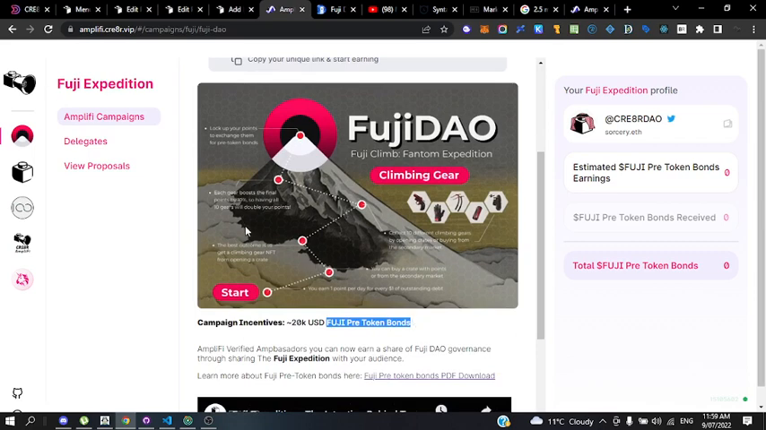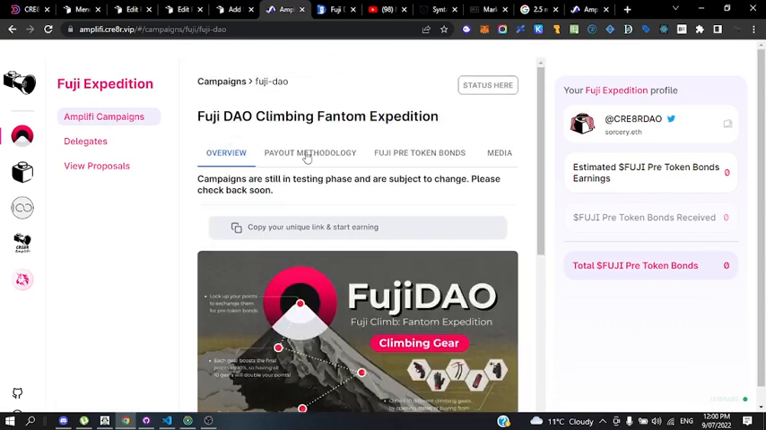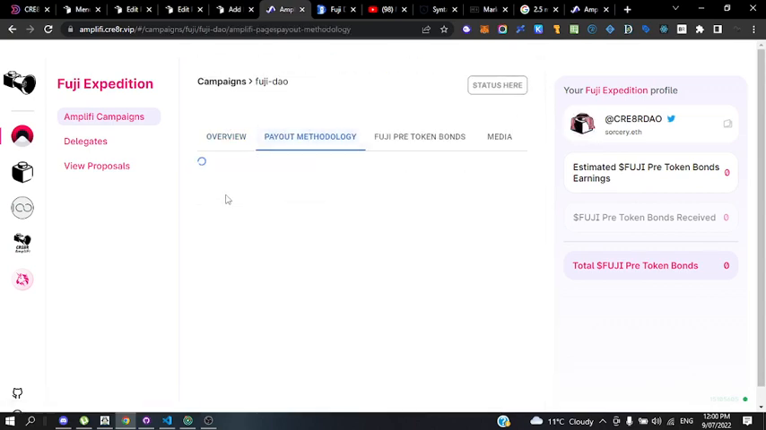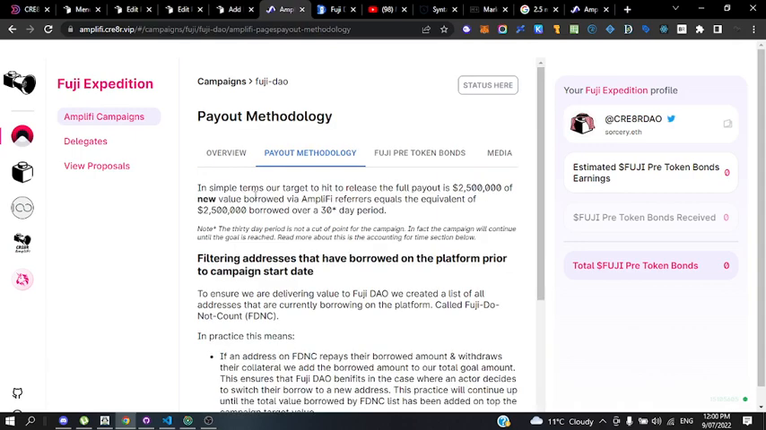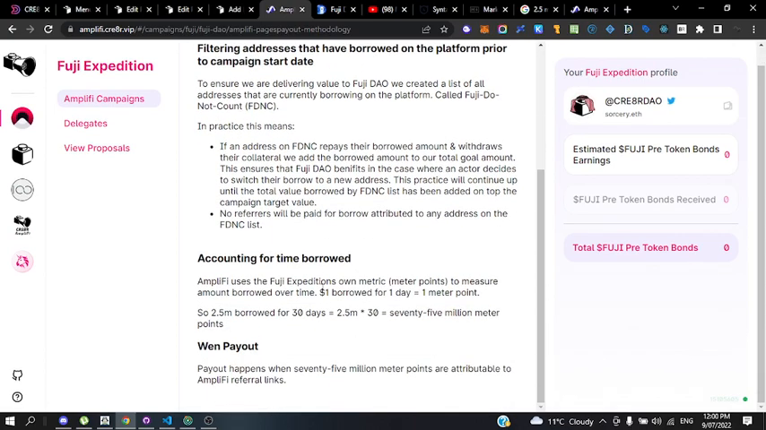And the calculation to distribute that payout is based on the on-chain goal that the campaign has. So in this case, the on-chain goal is defined in the payout methodology. And essentially, it's $2.5 million borrowed on the Fuji platform over a 30-day period, and we go into details about the methodology of how that works.